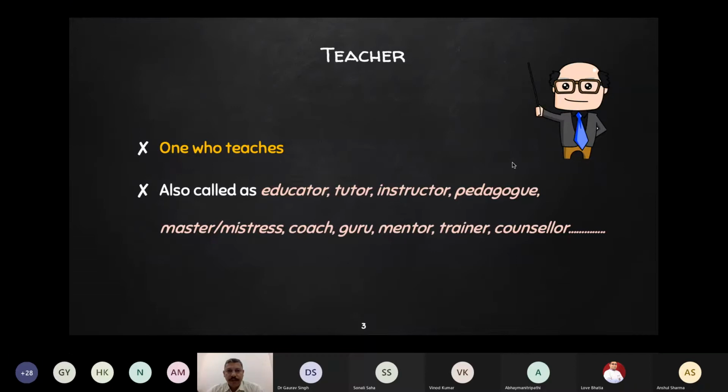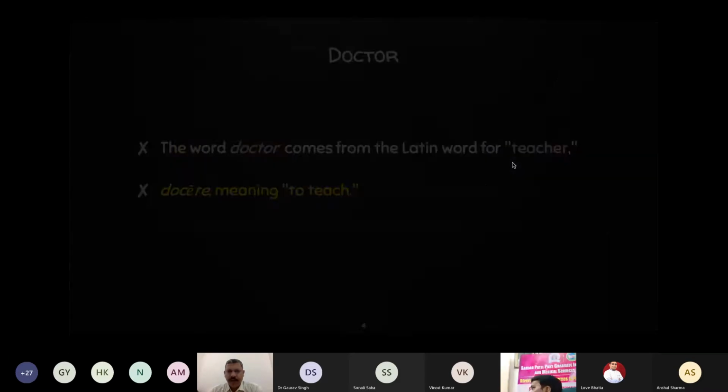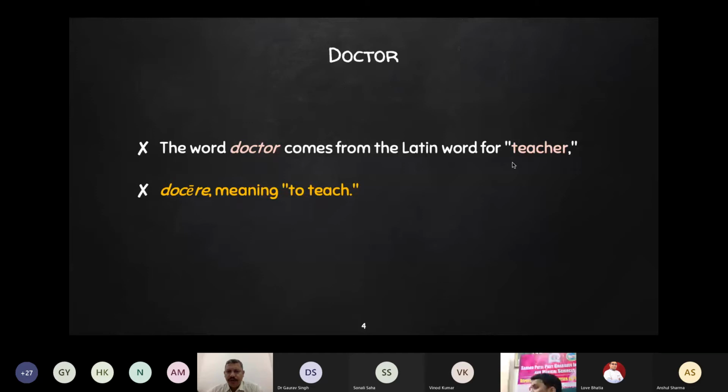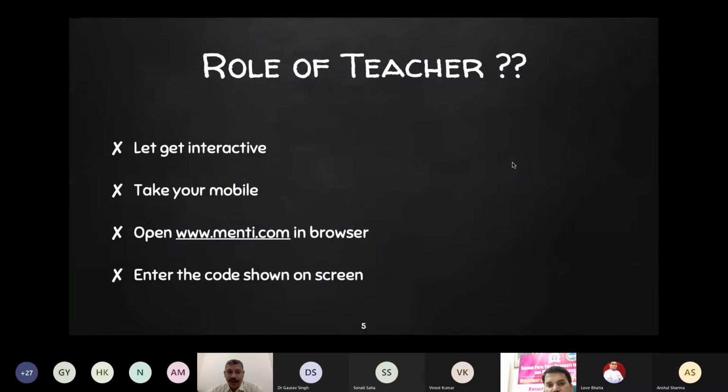Now what are those multiple roles? Who is a teacher? A teacher is basically the one who teaches. We call a teacher an educator, tutor, instructor, pedagogue, master or mistress, coach, guru, mentor, trainer, and a number of other names. What do you mean by doctor? Literally, the word doctor comes from the Latin word for teacher, because in Latin, docere means to teach. So we are teachers in both senses. Now, what is the role of a teacher?